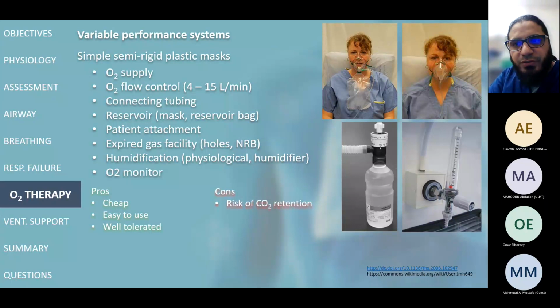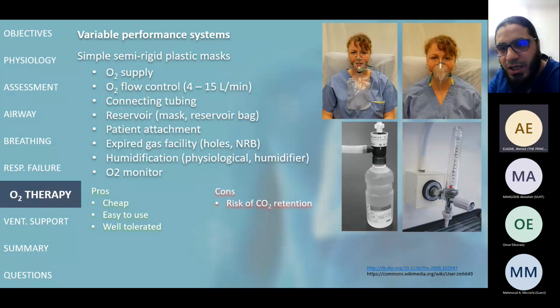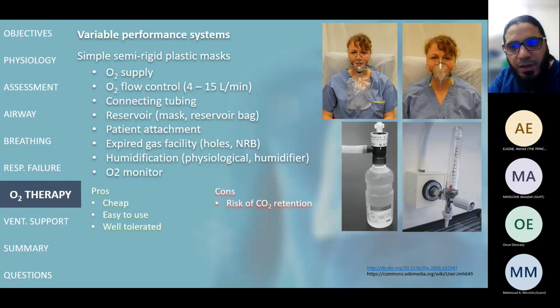The humidification can either be a physiological one or it can be attached to a humidifier, as you can see in the picture below. And this humidifier can have an oxygen monitor on it, so you can adjust how much FiO2 exactly you want to give the patient. The advantage again is it's cheap, easy to use, and well tolerated. But the main disadvantage is it can cause CO2 retention if the flow is not matching the patient demand.